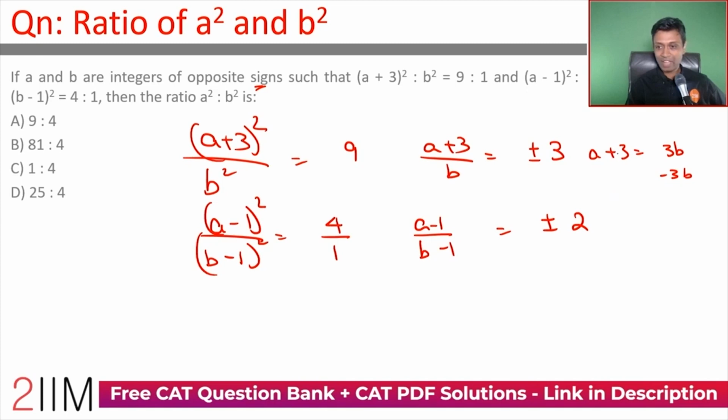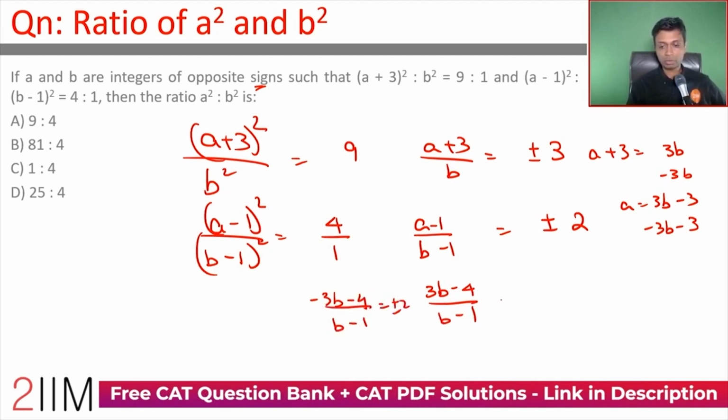Right. If a plus 3 is 3b, a minus 1 is 3b minus 4. a is 3b minus 3 or minus 3b minus 3. So a minus 1 by b minus 1 is 3b minus 4 by b minus 1, or minus 3b minus 4 by b minus 1. This is equal to plus or minus 2.